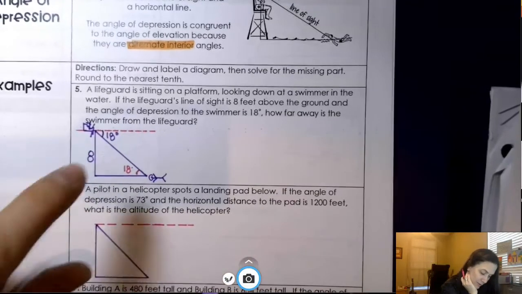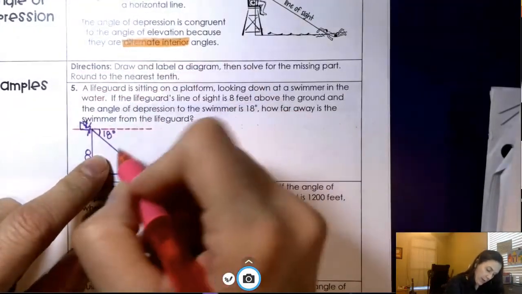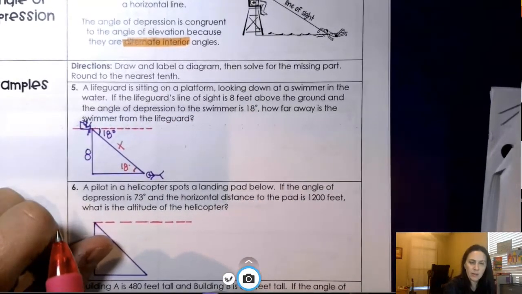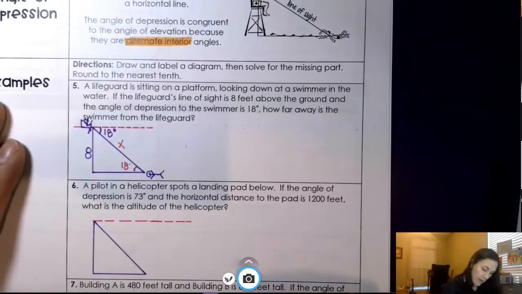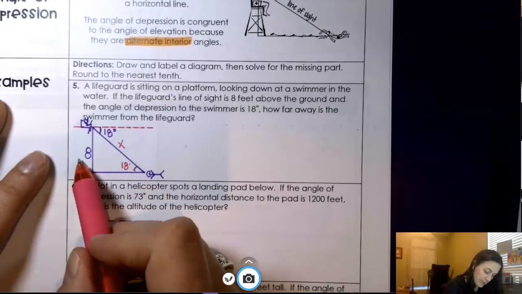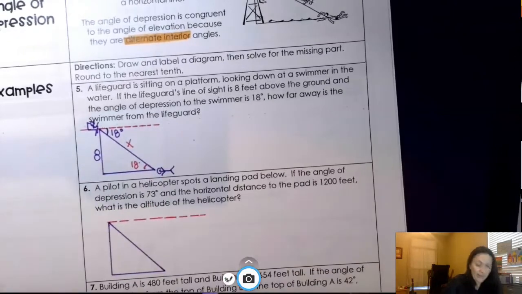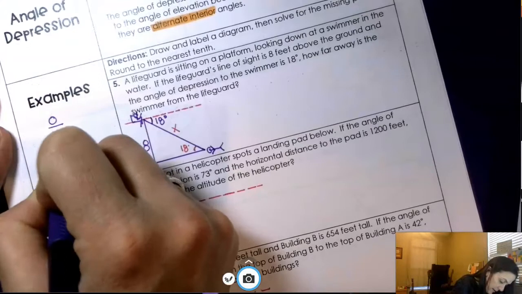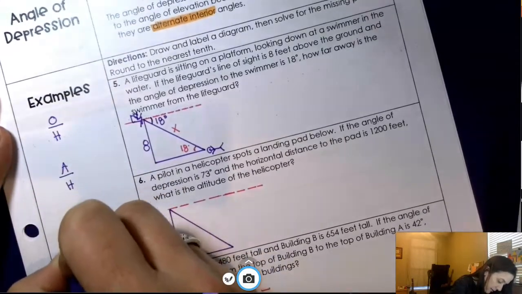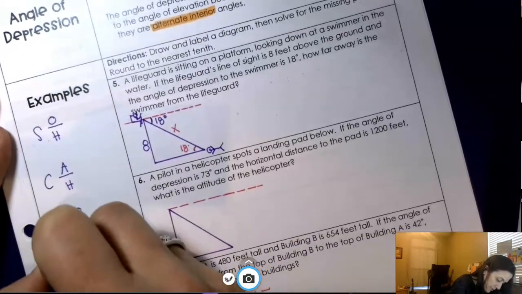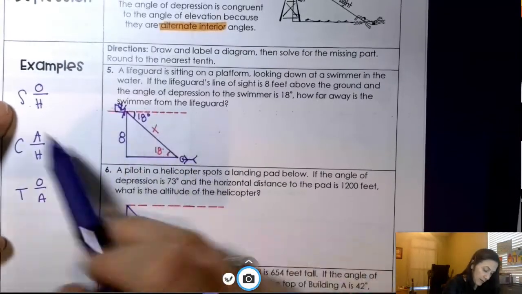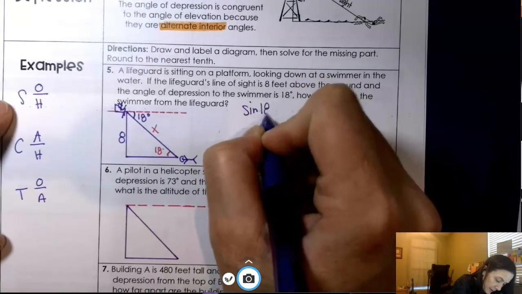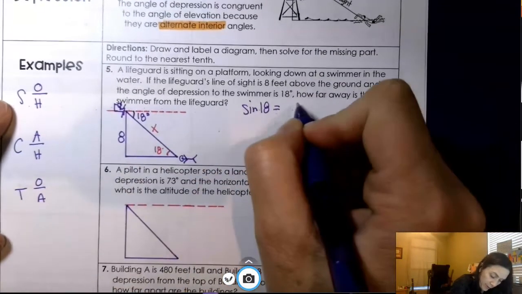How far away? I actually would think that how far away would be this length here. I'm not sure what they meant on this one, so we're going to go ahead and work this one out. This is going to be opposite over hypotenuse. And again, I would write my trig over here. Oscar had a hunk of apples, sweet caramel topping. Opposite hypotenuse is going to be sine. Sine of 18 is equal to 8 over x.